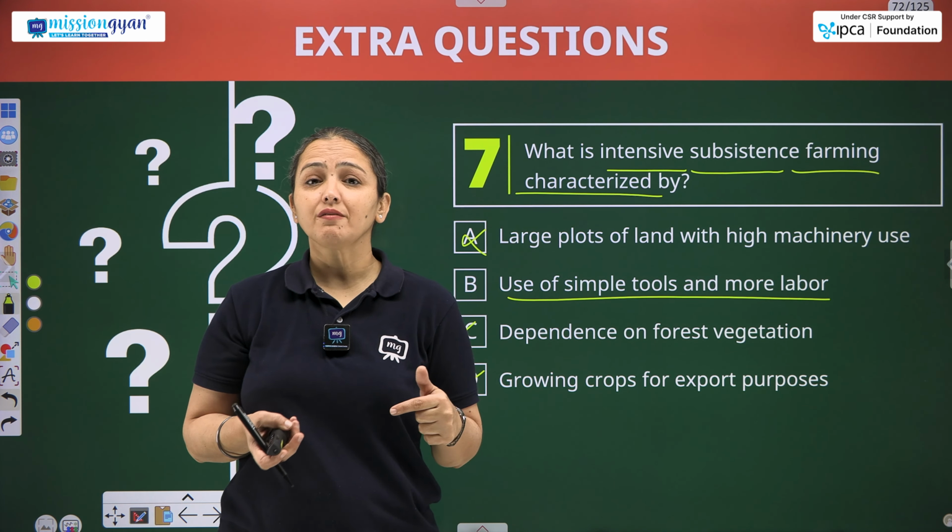What is another name for shifting cultivation? So, that is slash and burn. I have already informed you about this part.